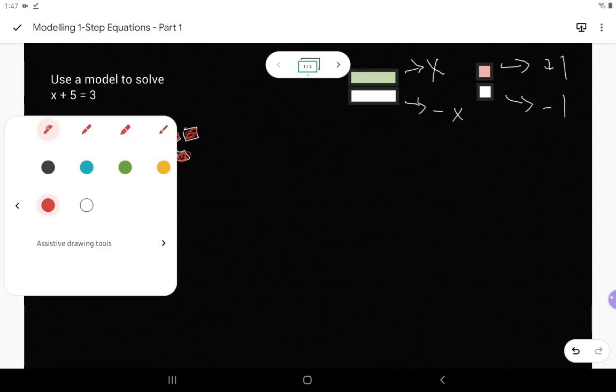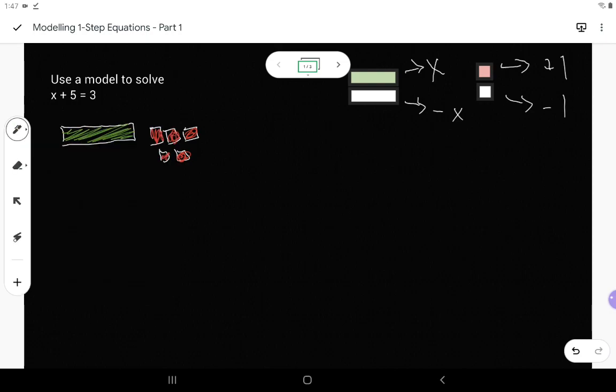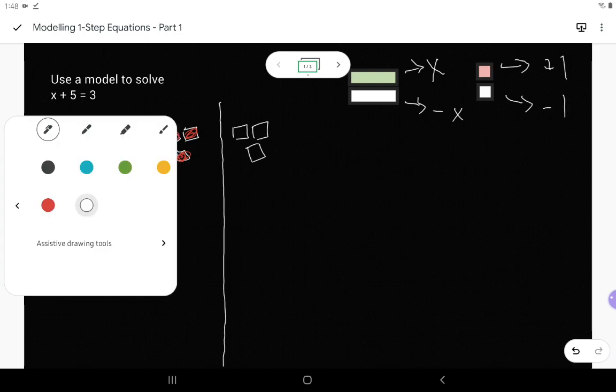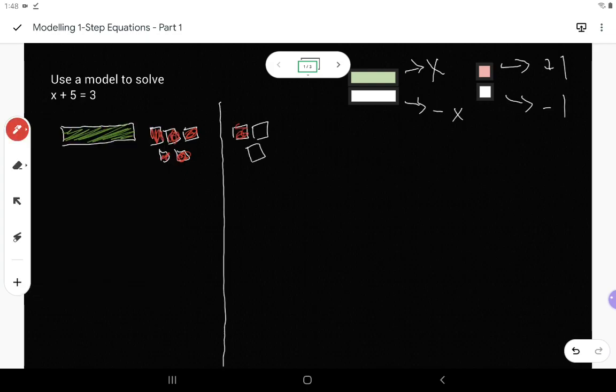Now that's what's on the left-hand side of the equal sign, right? And on the right-hand side of the equal sign, I'm just going to draw a line going down my page, and the line is going to separate one side of my equation from the other. And on the right-hand side, I need to have positive 3, so 3 ones. Okay, 1, 2, 3. And those guys are positive, so I'm going to color them in.